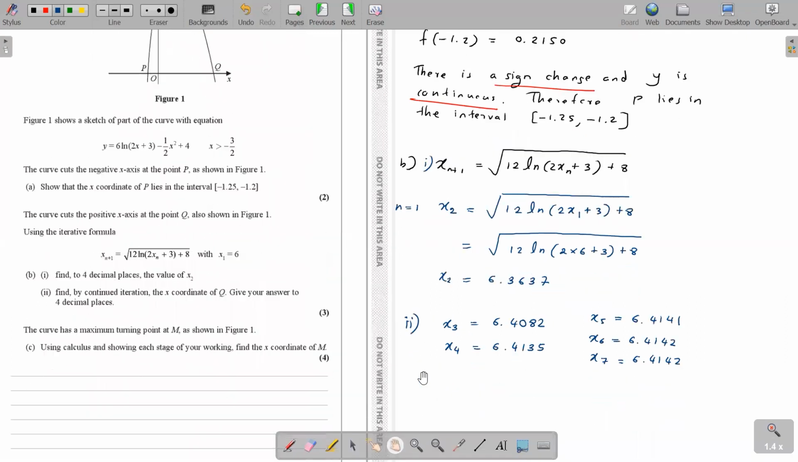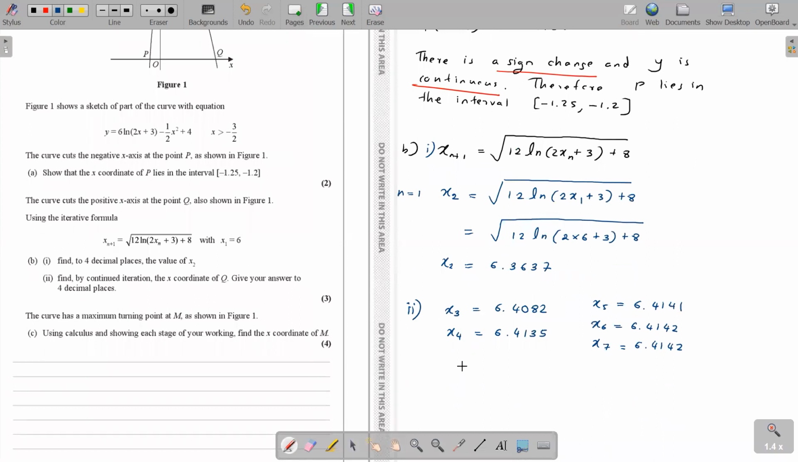So at the end of the day, they just want the x value, just give x equals 6.414. It's just 1 mark for this, so you just need to write this answer by continued iteration. That's it.